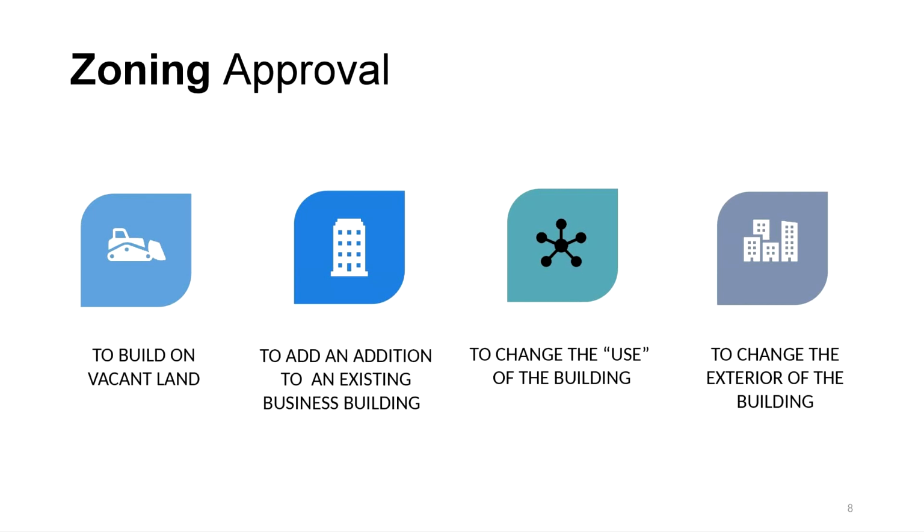You will need zoning approval in the following circumstances. If you want to build on vacant land, if you want to add an addition to your building, if you want to change the use of a building, and if you want to change the exterior of a building.